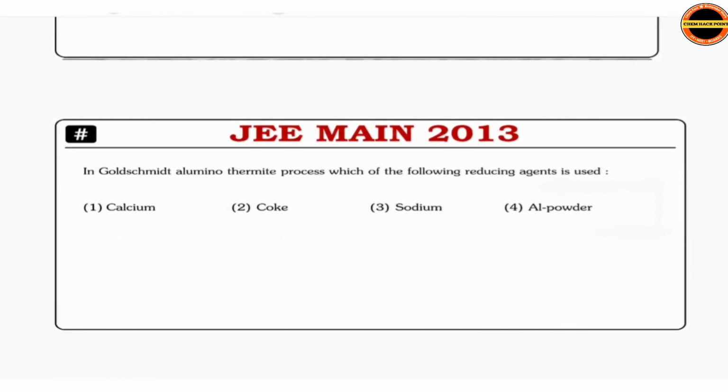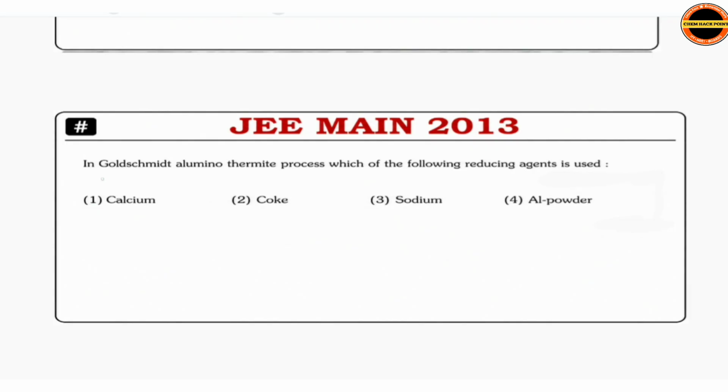Next question: in the Goldschmidt aluminothermic process, which of the following reducing agents is used? So the reducing agent is aluminium in the above method. Clear? See, the thermite process, Van Arkel method and Mond process are very important questions. A number of times they have been asked in PYQs.